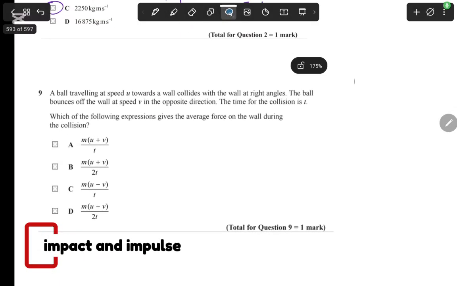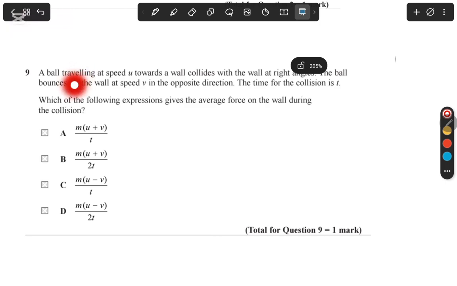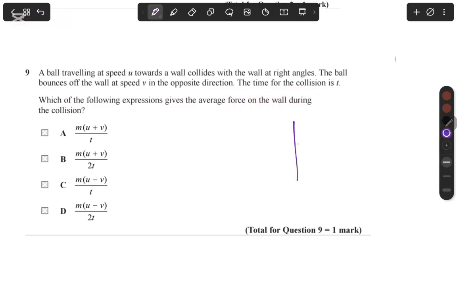Okay, so we've got another question here. It says a ball traveling at a speed of u towards the wall collides with the wall at right angles. The ball bounces off the wall with a velocity v in the opposite direction. The time for the collision is t. Which of the following expressions gives the average force on the wall during the collision? So we've got the wall here. I'm going to take the ball's initial velocity direction as positive, and then it bounces off with a velocity v, and that direction I'm going to take negative.